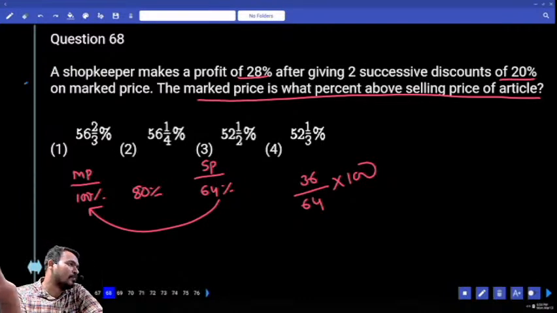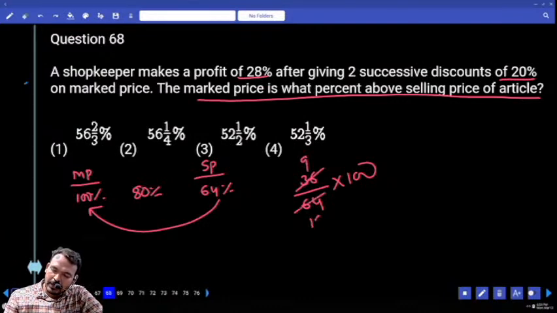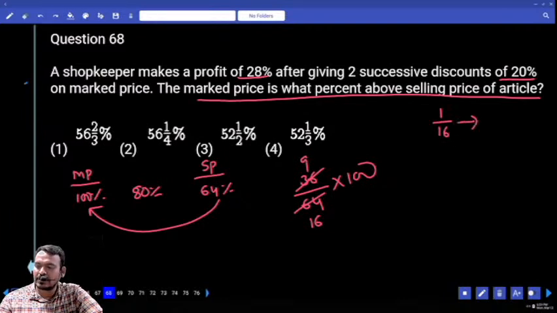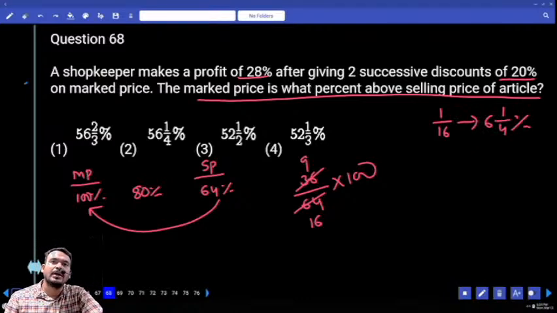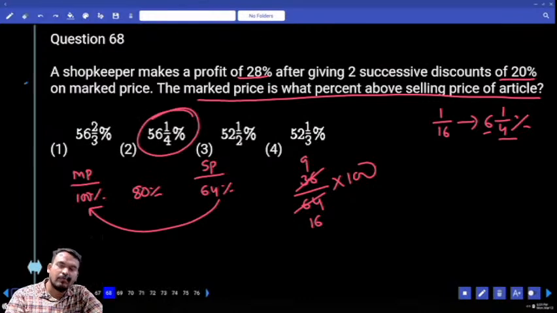Again, the calculation is the same. 4 how many times? 9. 4 how many times? 1600. Already we know the 1 by 16 value. What is the 1 by 16 value? 6 1 by 4%. How many times do we need? 9 times. 9 sixes are 54, 9 into 1 by 4 is 2 1 by 4. Total answer 56 1 by 4.